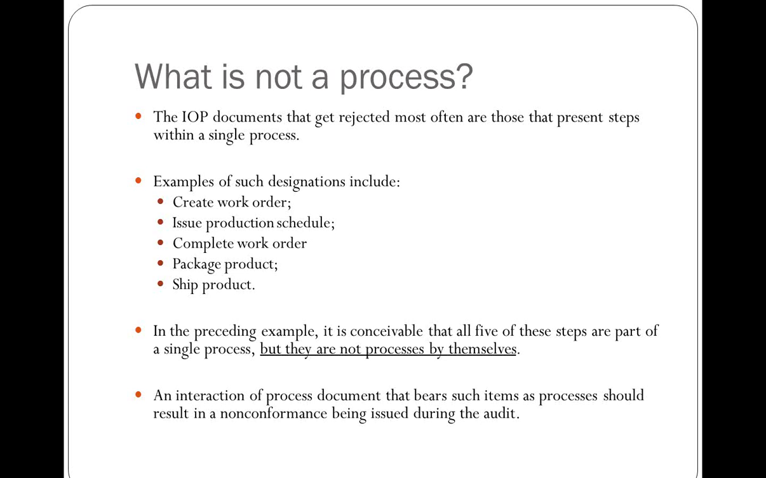Now, as I've already kind of tipped my hand, the key aspect of what is not a process is rooted in IOPs that identify steps and say, okay, we have these processes, but rather they are steps. So what do I mean by steps? What are some examples of steps? Things like create work order, issue schedule, complete work order, package product, ship product.